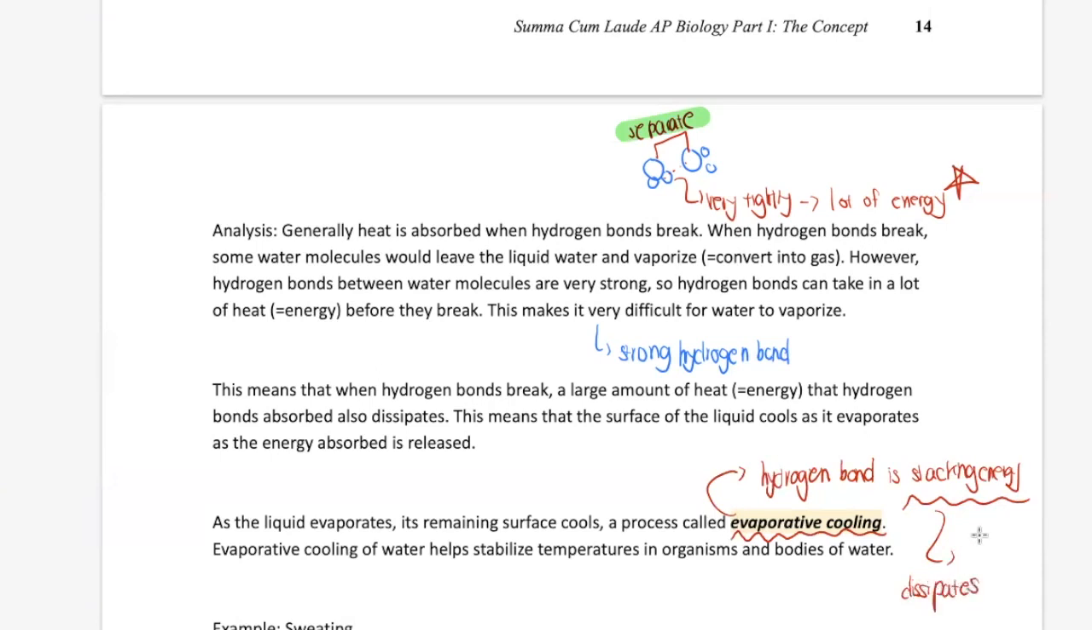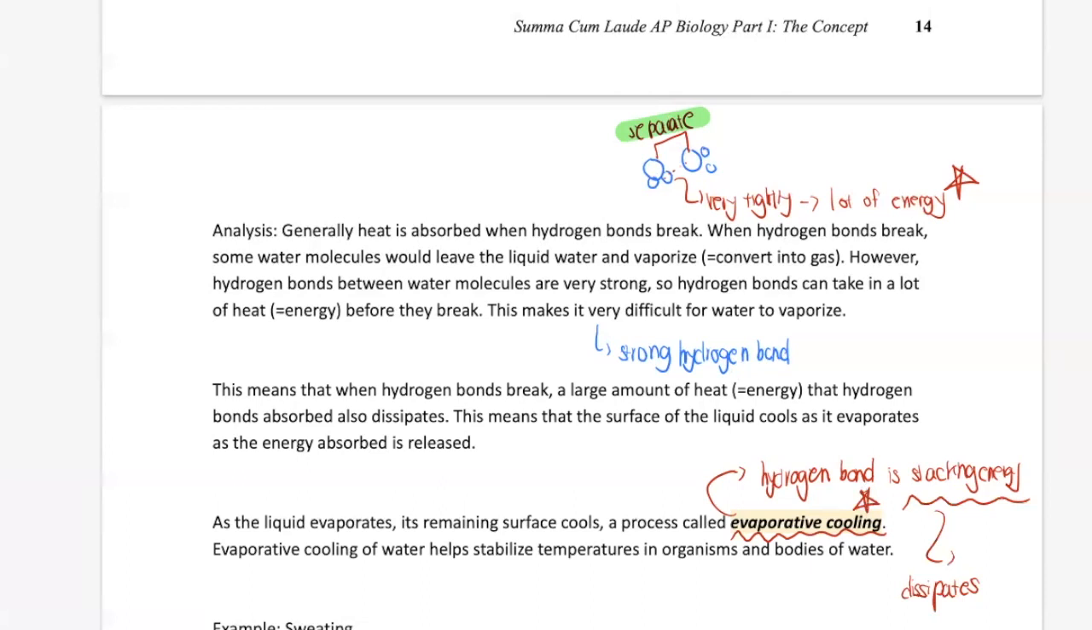So it means that whenever we vaporize a water molecule, we're just cooling it, where the temperature goes down because the hydrogen bonding is completely overcome, it's broken, and the energy that the hydrogen bond was stacking just dissipates, it's being lost. So why is this concept called evaporative cooling?